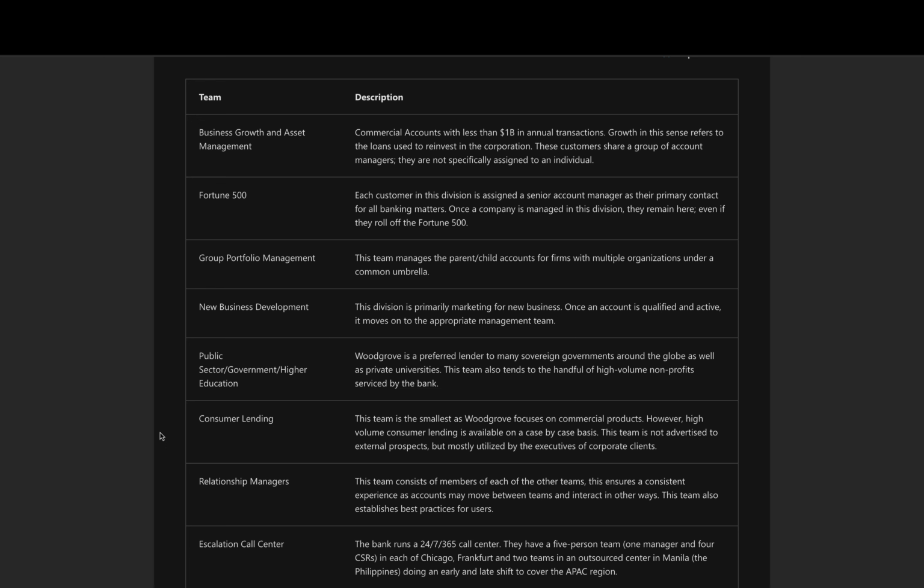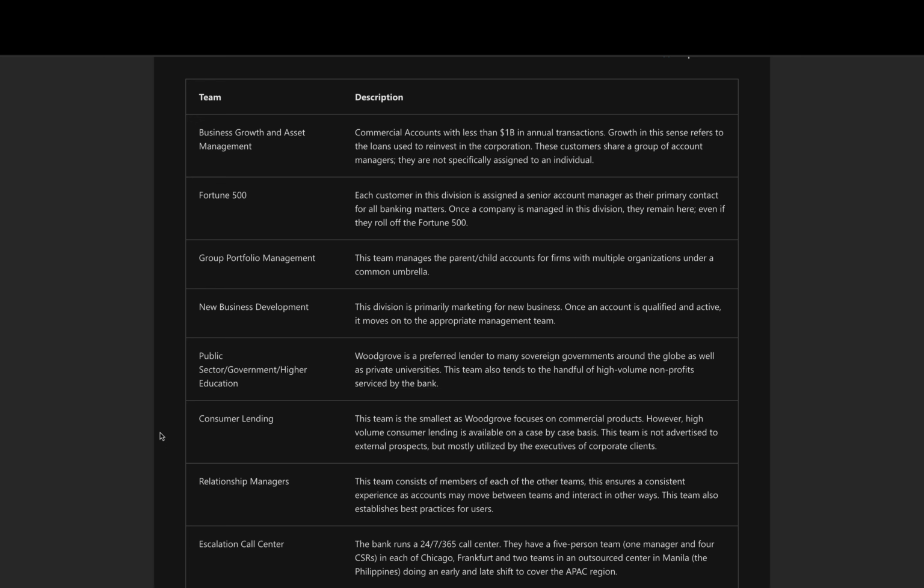Fortune 500. Each customer in this division is assigned a senior account manager as their primary contact for all banking matters. Once a company is managed in this division, they remain here, even if they roll off the Fortune 500.